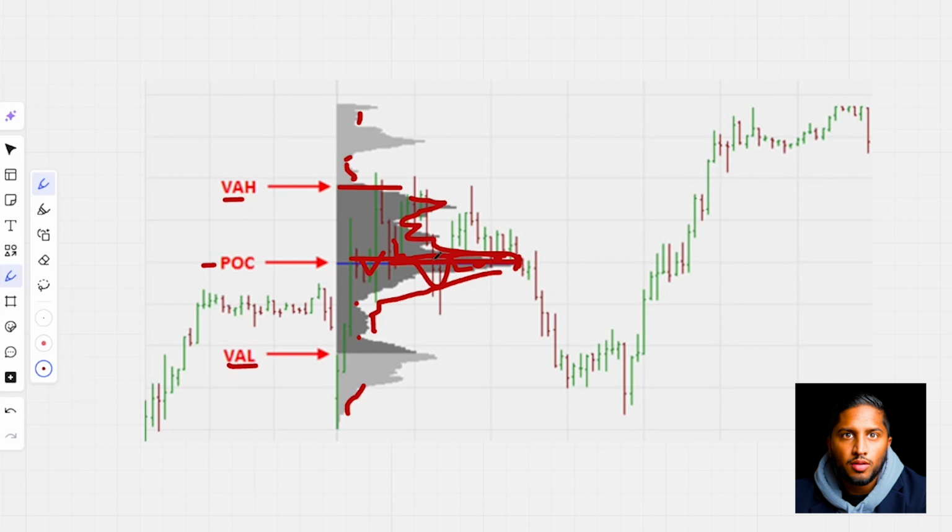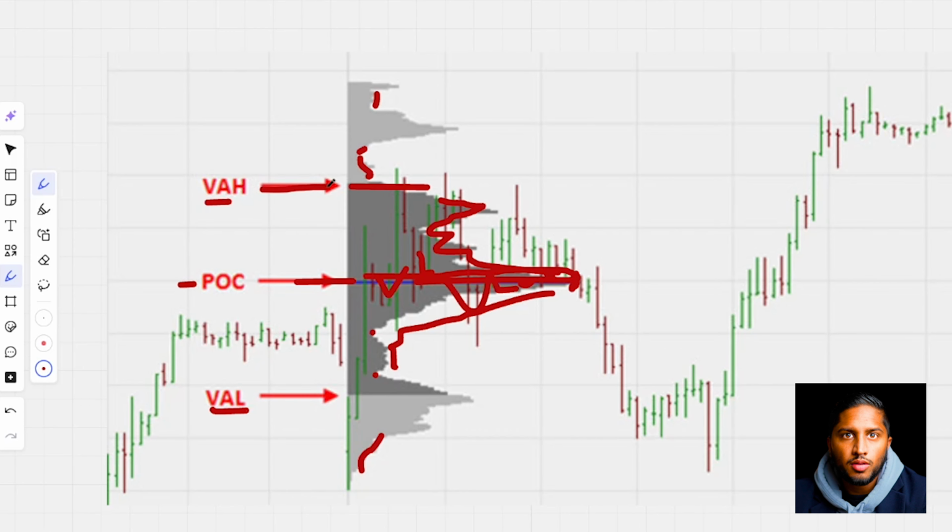POC, this is a price level where the most volume is traded right here. Think of it as a magnet of the chart where price often returns, and use this to spot high interest zones where price might bounce or stall. The value area high, remember, this is the top of the range, 70% of the volume.